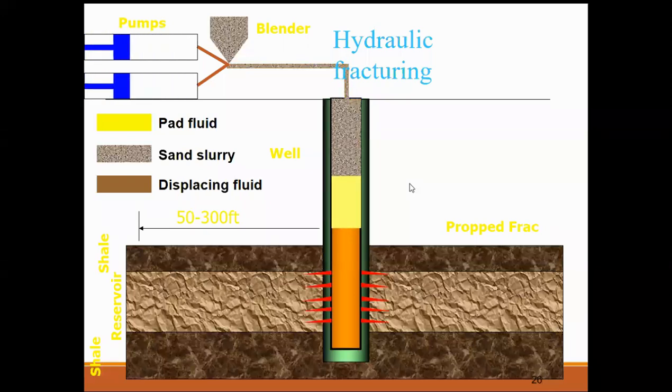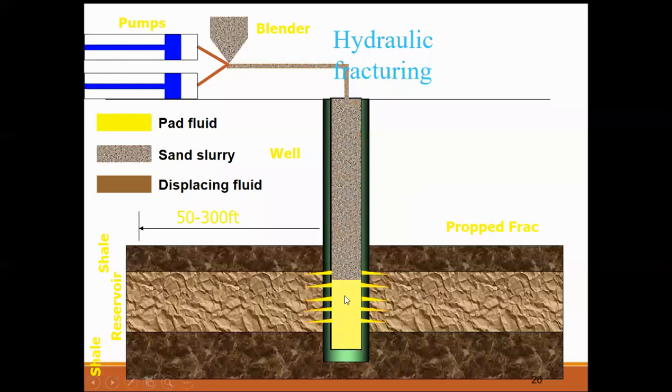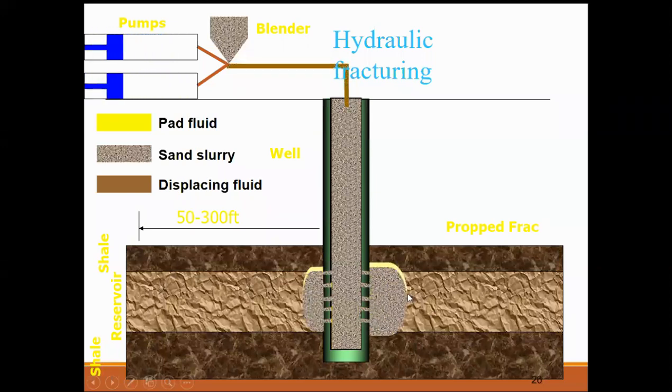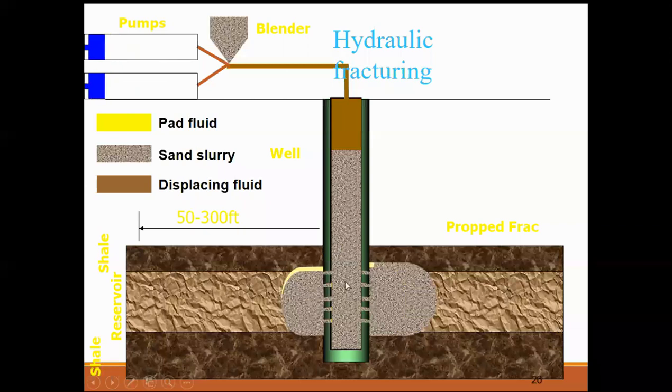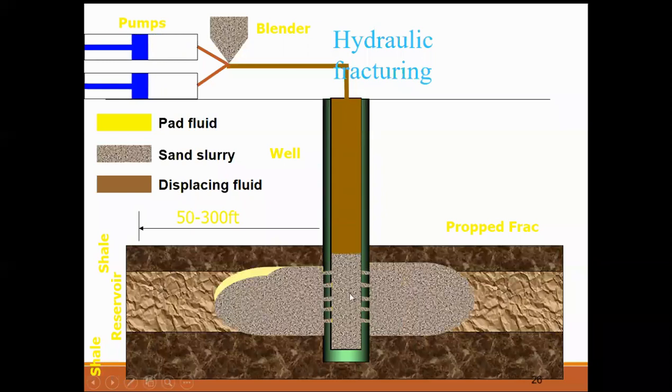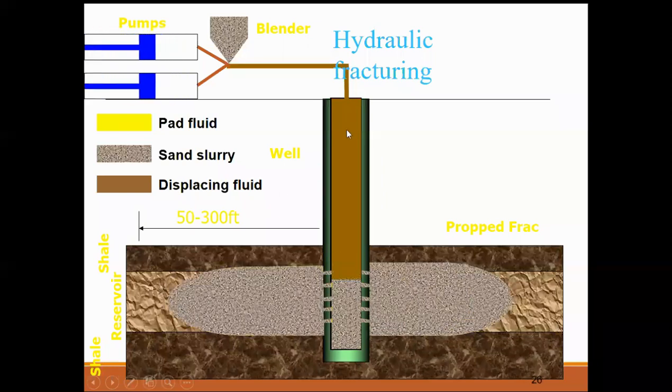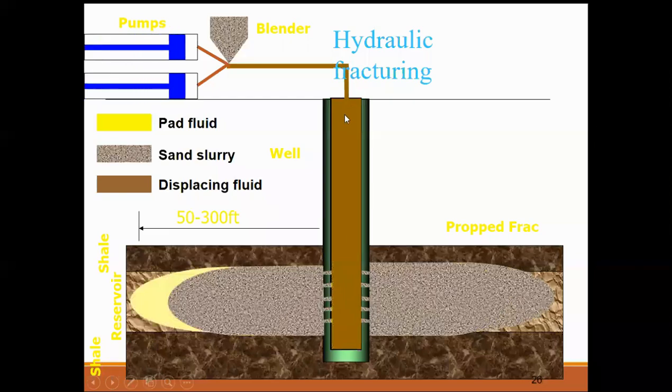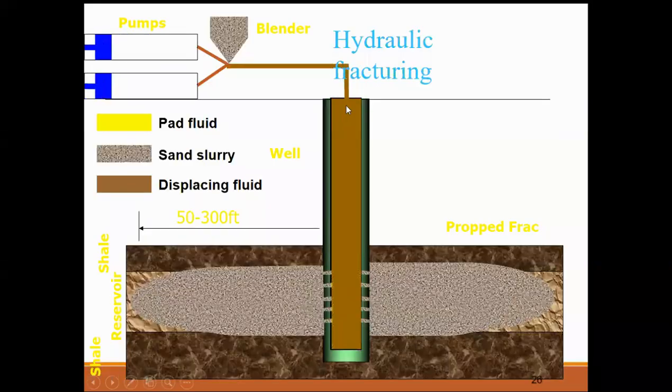So you are pumping pad, and from the blender, you are also pumping the sand slurry. Your pad is hitting the formation first, then you are pushing the pad into the formation and displacing it with the sand slurry. The pad will continue to create fractures and the sand will follow it. So wherever the pad fluid goes, the sand goes. And at the end, the brown part is the displacing fluid. When you have pumped all the sand that you wanted to pump, then you pump flush. It is just a clean fluid to flush all the sand so that your wellbore does not have any sand and all the sand is pushed into the formation.